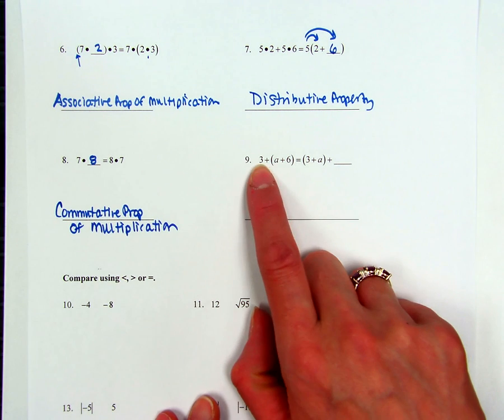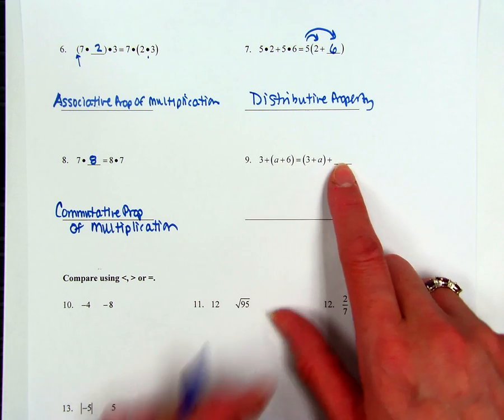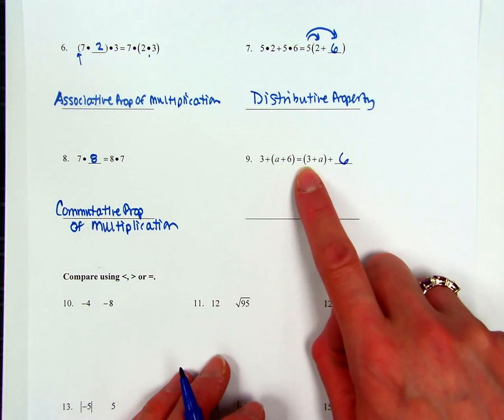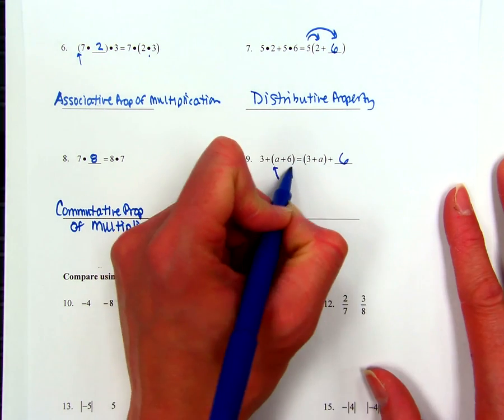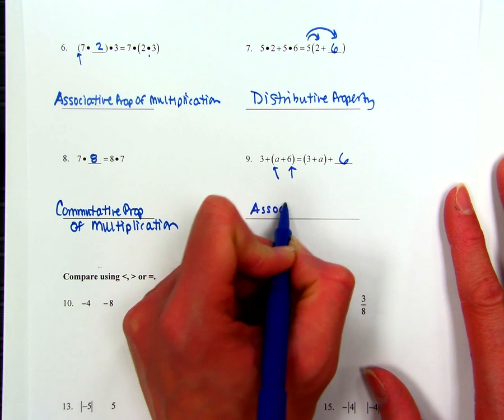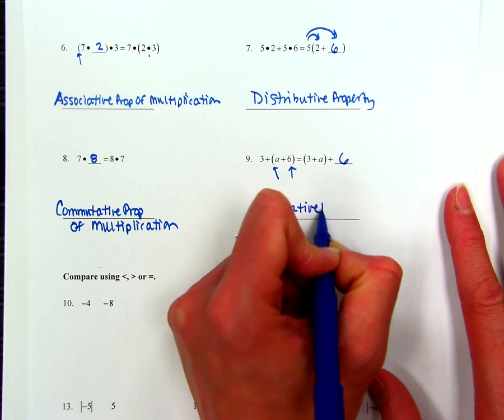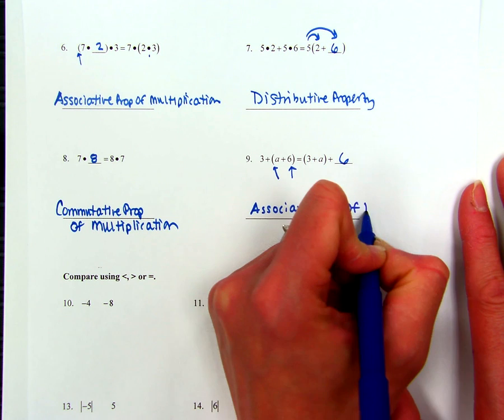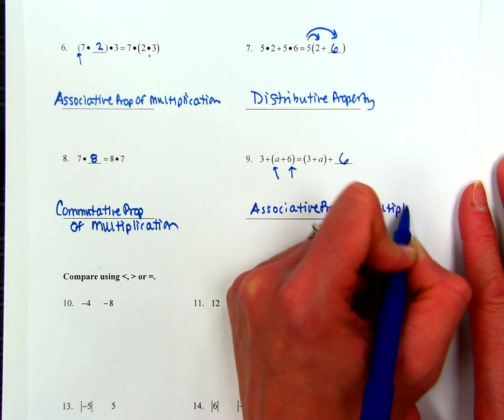All right, this is adding 3 plus a plus 6, so 3 plus a plus, it must be 6. The groupings are different, so notice that they are being associated differently. So this is the associative property of multiplication.